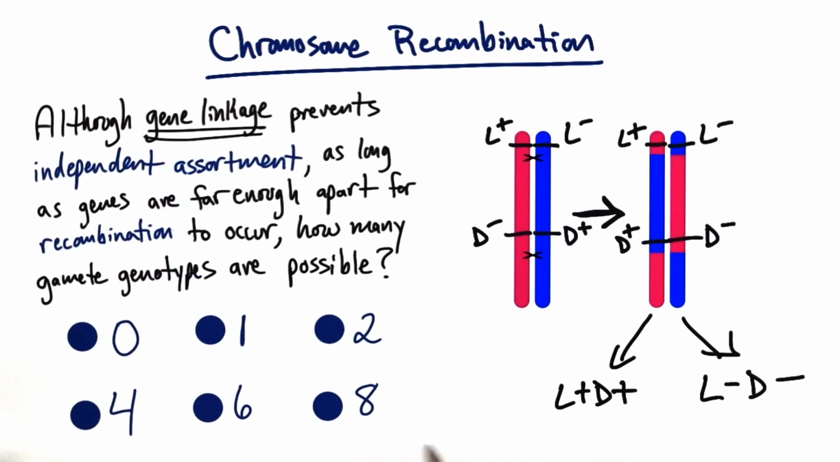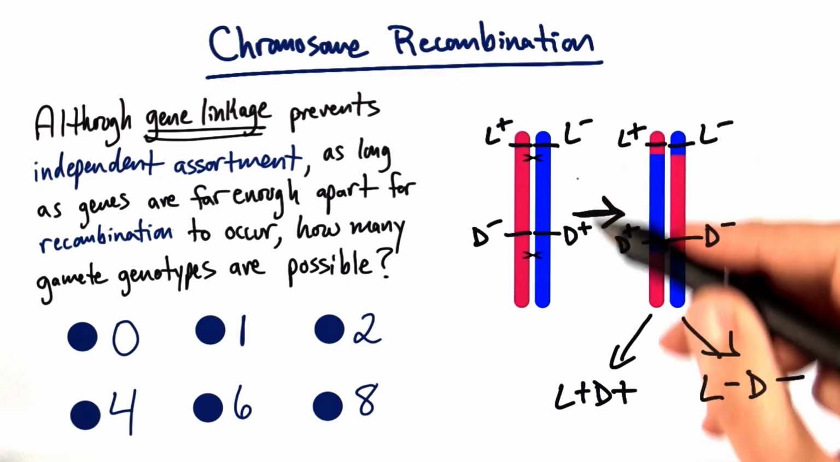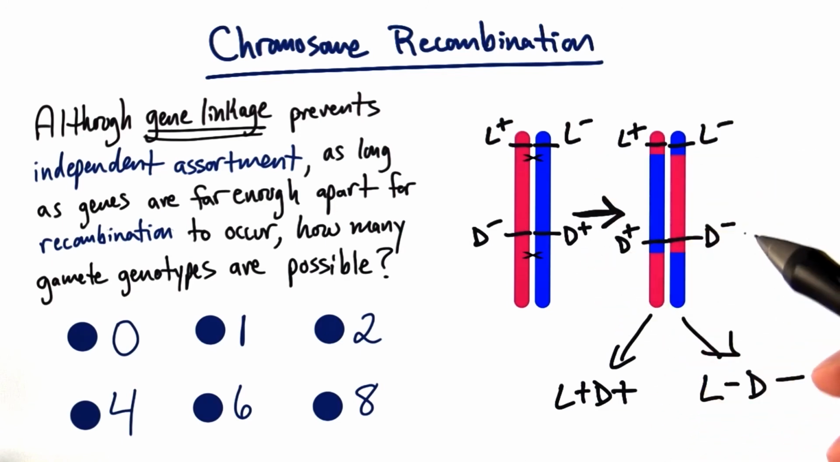So just to make sure you're with me again, I want you to tell me how many gamete genotypes are possible in this case, even when genes are on the same chromosome but far enough apart for chromosome recombination to occur.